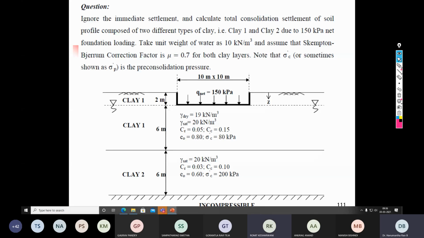Sir, in case the groundwater table is at the surface, while finding net pressure, what do we have to subtract? Do we take the dry unit weight or the submerged unit weight? First of all, when the water table is there, it is no more dry. Your first condition is whenever the soil exists below the water table, it shall be saturated.